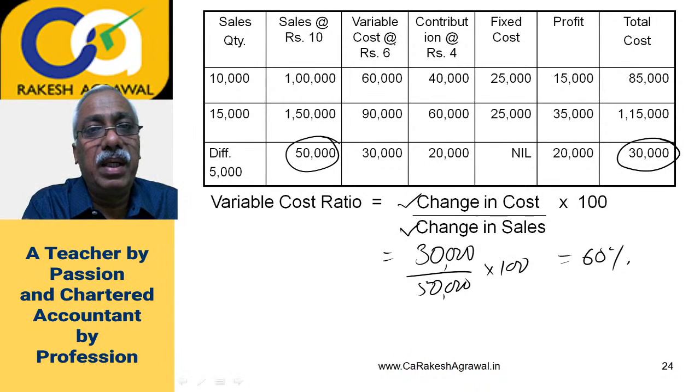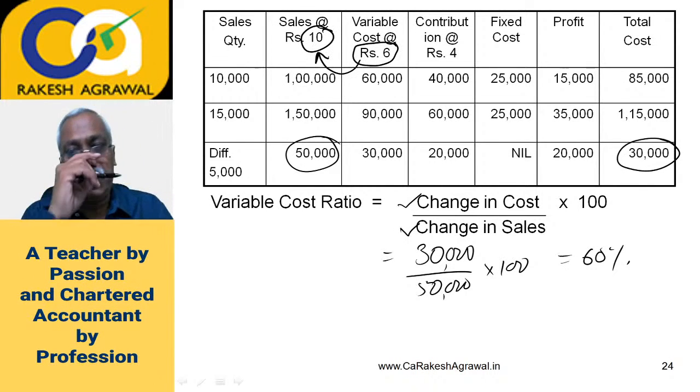Why is it correct? Check here. This variable cost per unit is 6 divided by sales price per unit. 6 divided by 10 will be 60%. So your variable cost ratio is 60%. And if you remember, just now we had calculated PV ratio 40%. PV ratio 40%, variable cost ratio 60%. They are complementary to each other. So if variable cost is 60%, PV ratio has to be 40%.